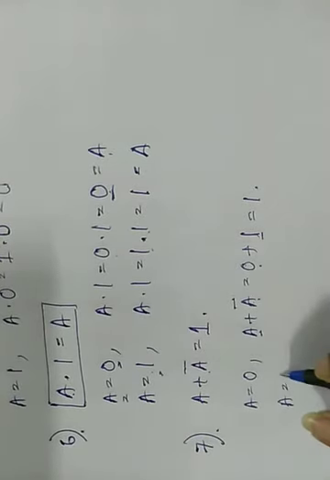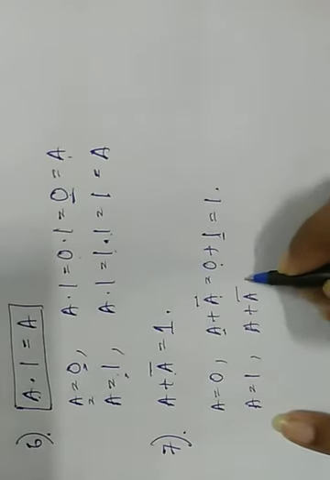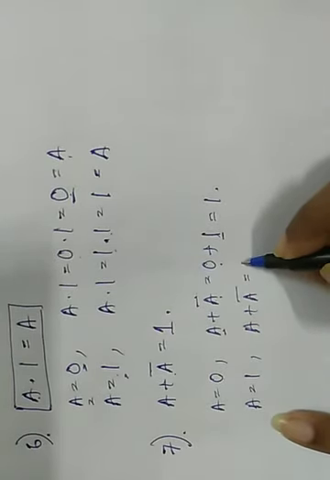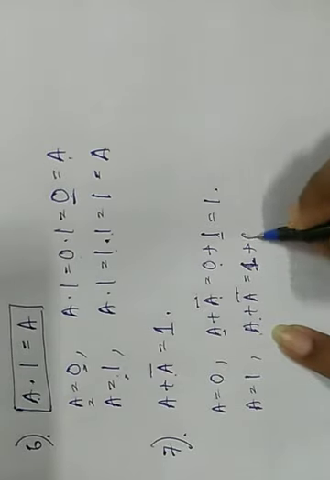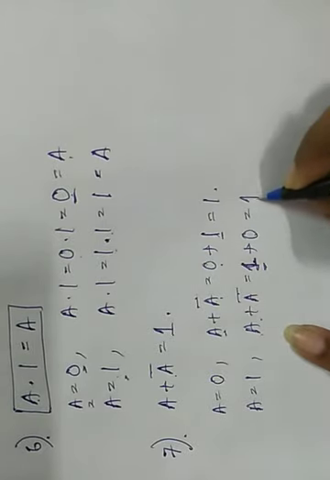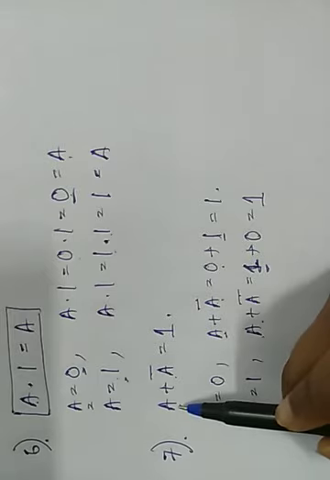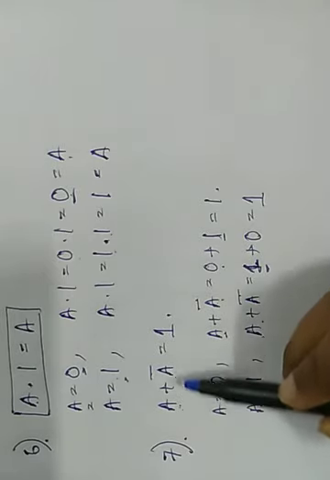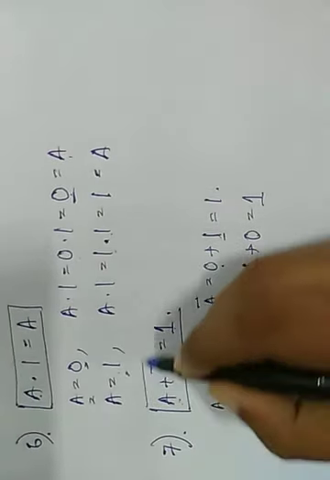And whenever a is 1, a plus a complement equals 1, a is 1, and its complement is 0. So again having a single 1 gives 1. So whatever be the value of a, the OR operation of the variable and its complemented value is always 1. So this is our seventh identity.